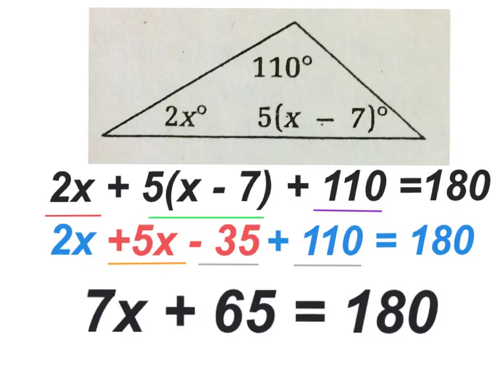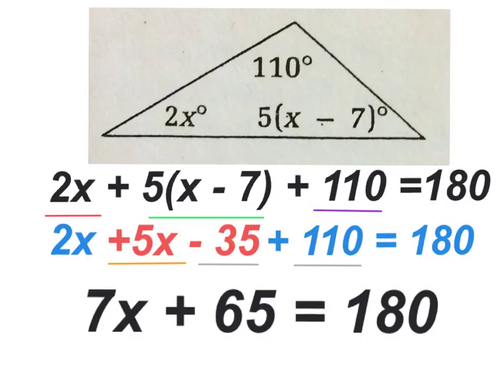Do you notice that there are 4 terms on the left? 2 of these terms have x's and 2 of them do not. Now what I do is I take the terms that have x's, I look at the coefficients in front, 2 and 5, both positive, so I combine them together to make 7x. Then I look at the numbers that do not have a variable. This is negative 35 because of the minus sign in front of it, and this is positive 110. I combine them together. Negative 35 plus 110 gives us a positive 65. And all of this is equal to 180.